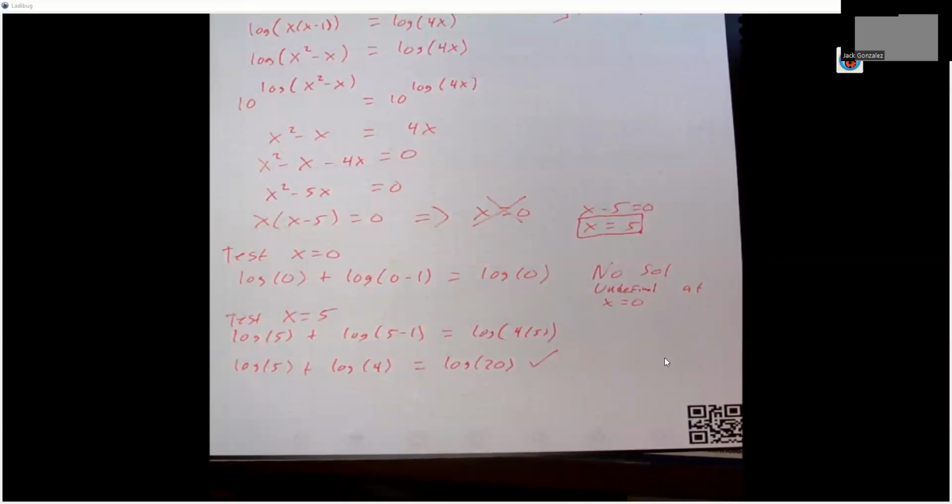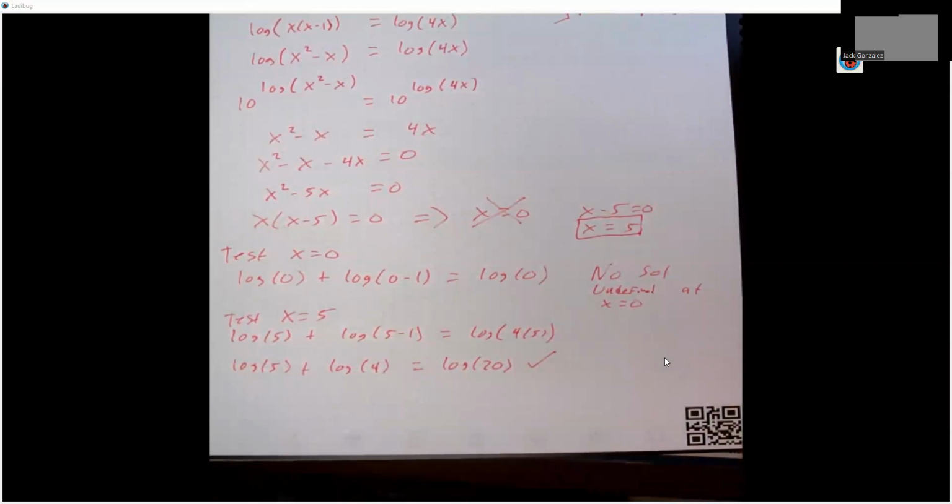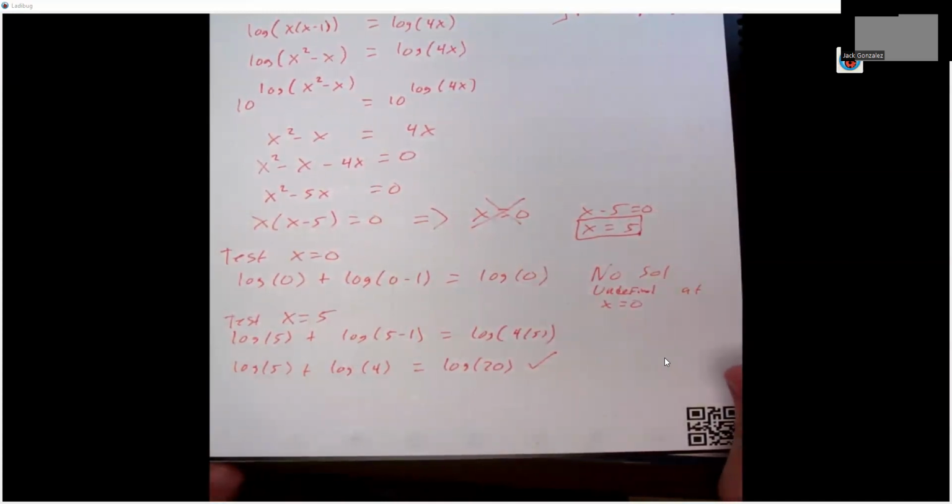Let me give you one more and then we'll move into chapter 5. You guys cool on this page? Does it make sense? Okay. Last log equation.